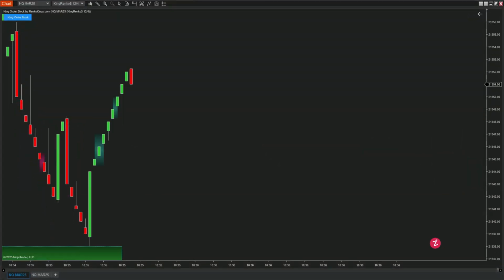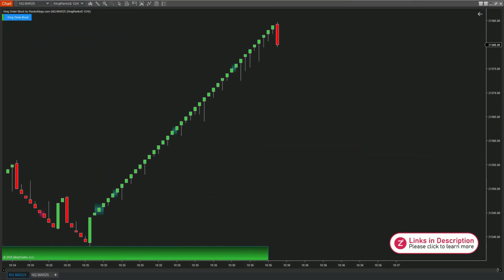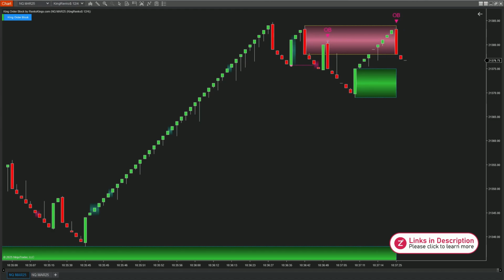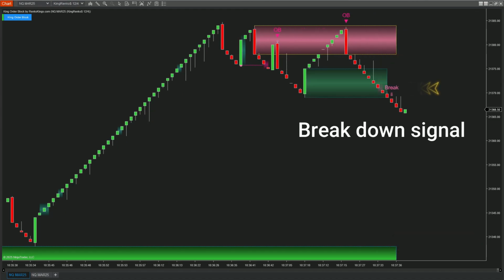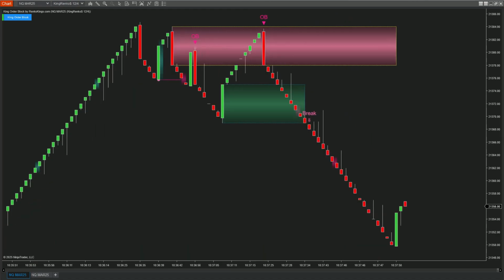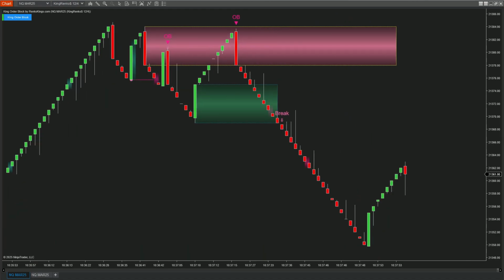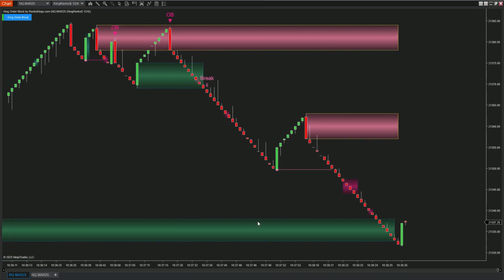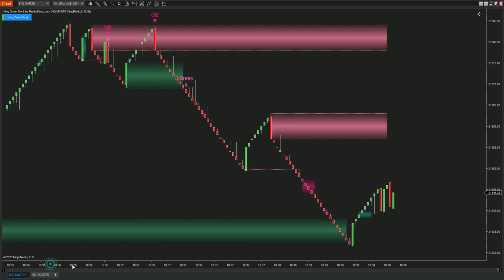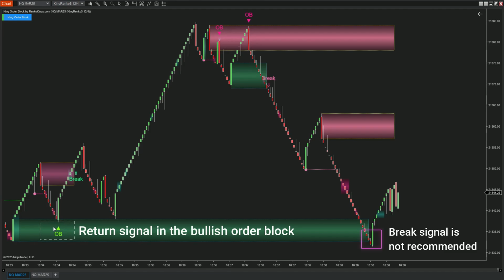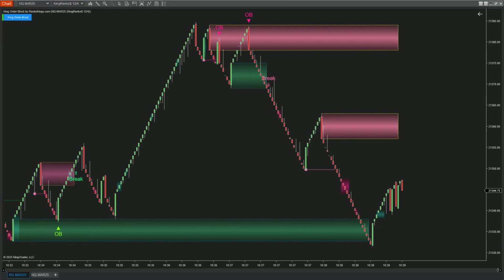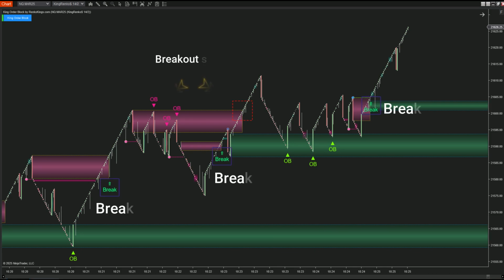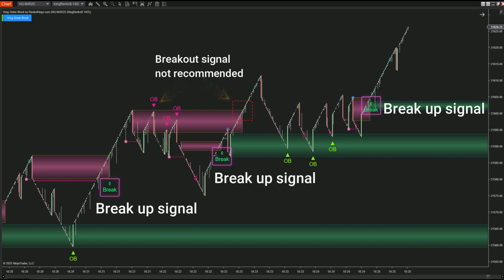A key feature of the indicator is the break signal. This isn't just a simple break of a zone; it is only suggested in order block zones that don't have a return signal. And as you can clearly see, they are all order blocks, but the break signal is only suggested in zones without a return signal. In contrast, in zones that already have a return signal, the indicator won't suggest a signal when price breaks through. This allows you to take advantage of weaker order blocks where you can't use a return signal, opening up trading opportunities with potentially instant profits.